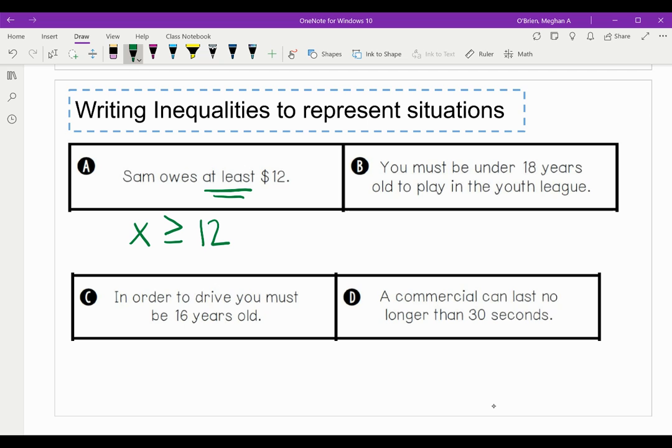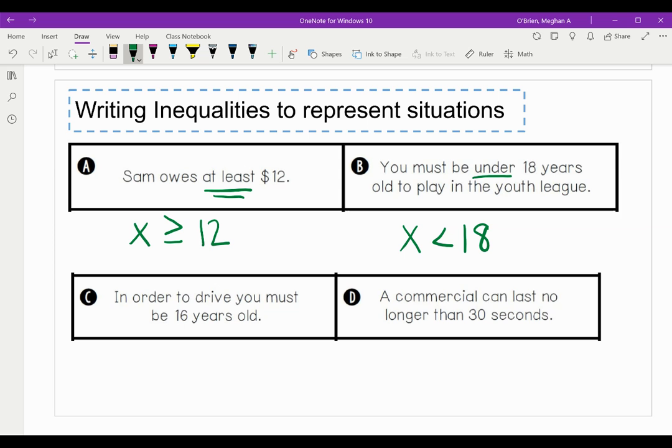Letter B, you must be under 18 years old to play in the youth league. So you must be under 18. So your age, what we're talking about, I'll just choose X again, must be under 18. It doesn't say that you have to be 18, including 18, right? You have to be under 18. So your age has to be less than 18.